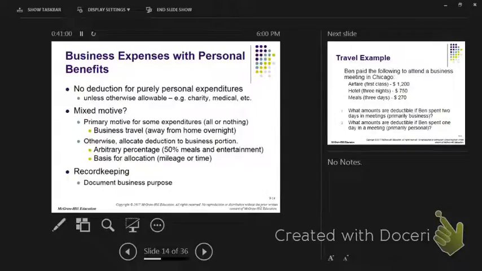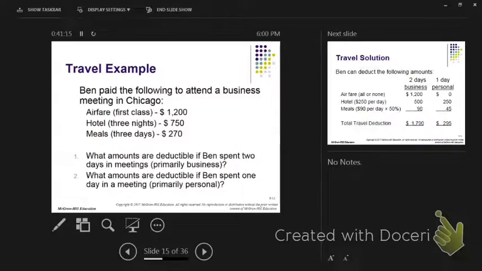So a business trip that's primarily business is a business trip. A business trip where it's kind of a little bit between business and personal, then you got to allocate it. And the most important thing is you got to keep good records. You got to be able to go back and show what you did on the trip. So look at this example. Ben paid the following to attend a meeting in Chicago: $1,200 airfare, 3 nights in a hotel at $750, so $250 a night, and 3 days of meals at $270, which is $90 a day.